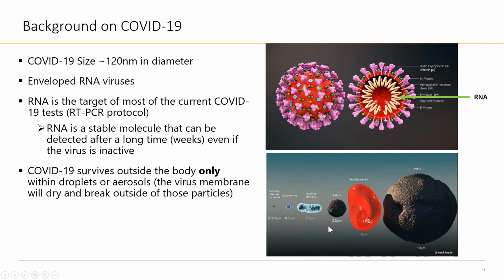So if you look at this picture here, PM10 is 10 microns. And this is PM2.5 here. And this is the family of the coronavirus. To give this into perspective, the diameter of the human hair is 50 microns. So you can imagine how small this virus is.